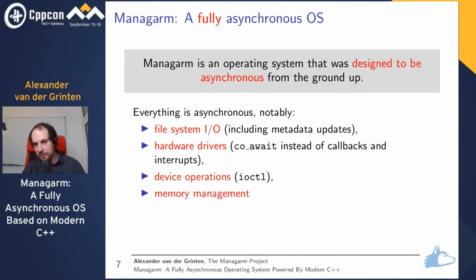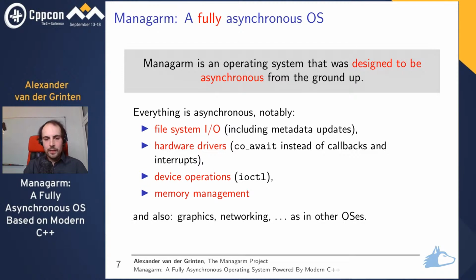It also affects memory management, but I don't really want to go into detail here. But if you think about mmap in Linux, that can block in certain circumstances, and it cannot block in Managarm because it's also implemented asynchronously. Good, and all the other stuff that you know already, for example, networking, that's a well-understood problem, of course, that can also be done asynchronously in our new OS.